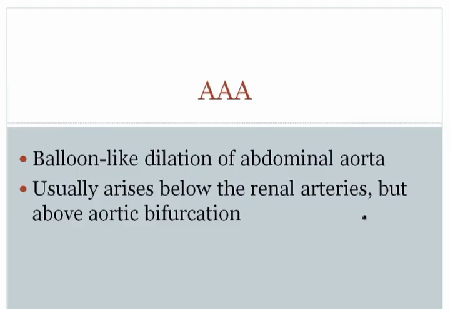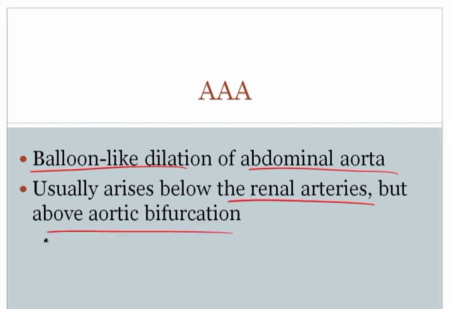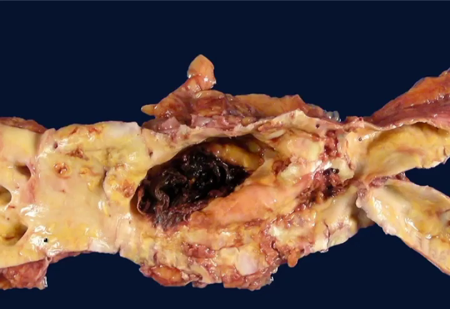Now, when you think about the abdominal aortic aneurysm, it's very similar. You're going to get a balloon-like dilatation, but this time we're in the abdominal aorta. It's super high yield to know that this is going to occur below the renal arteries but above the aortic bifurcation. And so here's a picture highlighting that. We are above the aortic bifurcation but below the renal arteries.